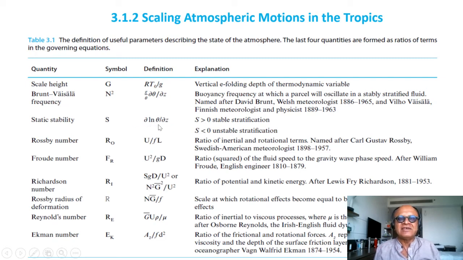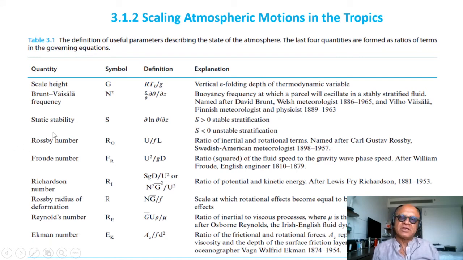dln theta dz. It's better done as ln theta because theta has that exponential term. So if s is greater than 0, you have stable stratification. If s is less than 0, you have unstable stratification.